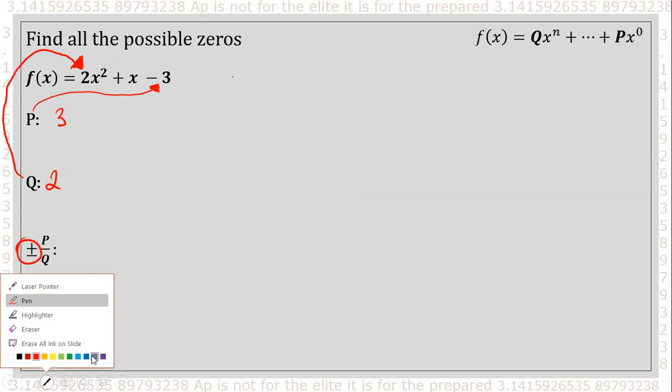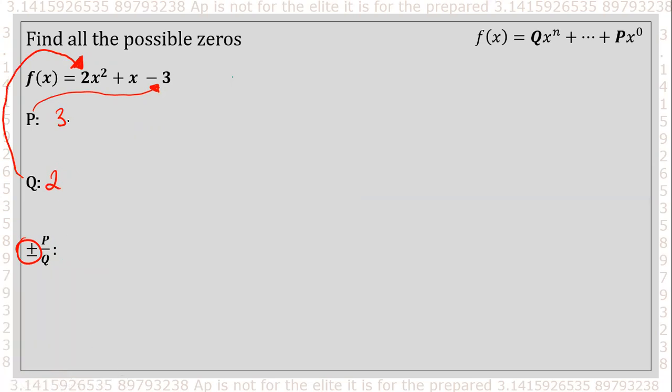So let's find the terms. What numbers multiply to 3? 3 is prime, so that's the same thing as saying 1 times 3. So it's just 1 and 3, right? The next one is 2. What times what gives me 2? Also 1 times 2. So you should have 1 and 2 only, because both of these are prime. So these are the factors of P and Q.